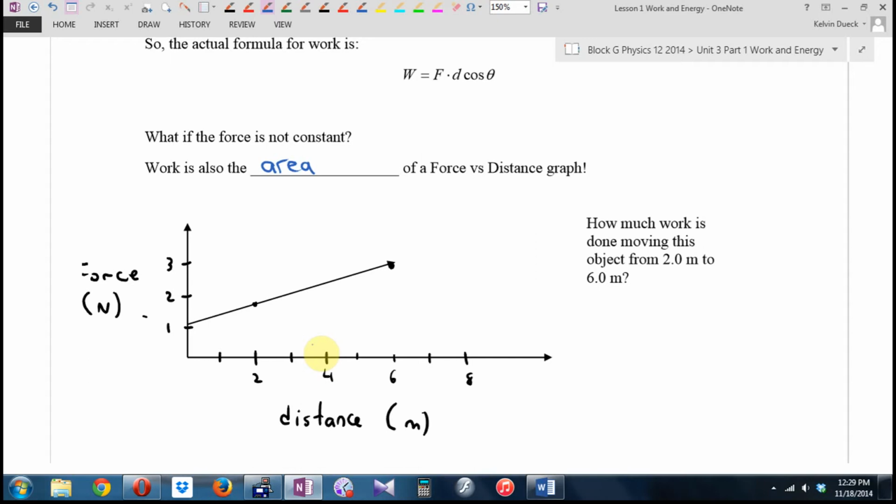By the way, you're going to end up with 3 definitions of work in this unit. Only one of them is on your formula sheet. The force times distance is the only one on your formula sheet. The other 2 you're going to have to memorize, but I'll flog them to death so that by the time we're done, you'll be okay. What's this asking me to find? How much work is done moving from what to what?